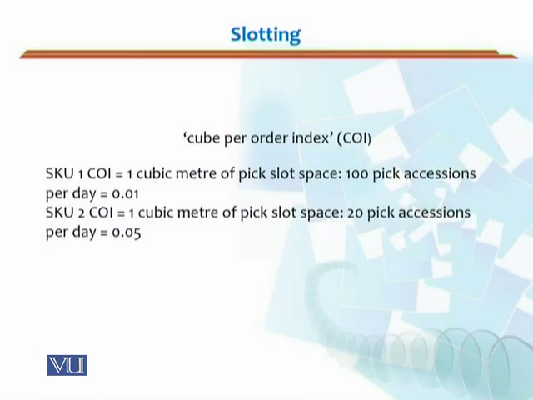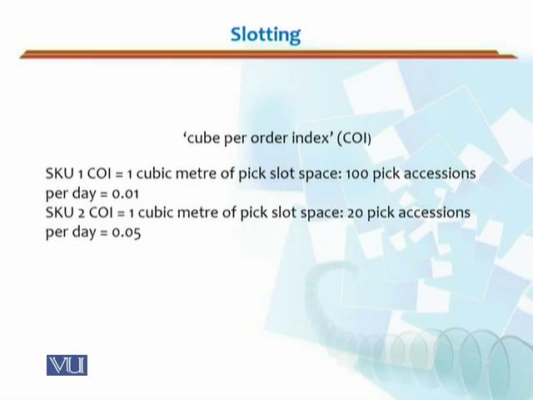So cube per order index. Let's say for SKU1, COI is 1 cubic meter of pick slot space divided by 100 pick accessions per day. That is, it will become 0.01. For SKU2, let's say it requires 1 cubic meter of pick slot and there are 20 pick accessions per day. So it would be 0.05.